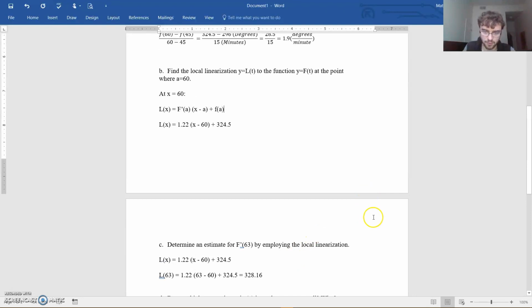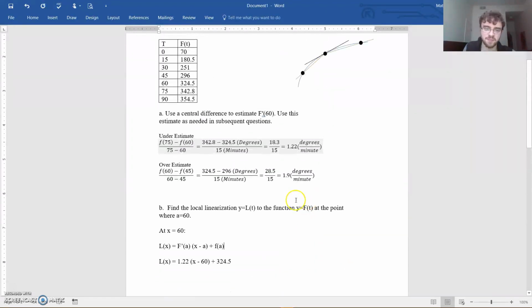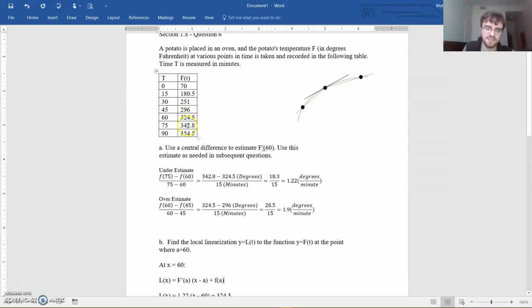Then on to the next question, we are to determine an estimate for f of 63 by employing the local linearization. So it's pretty simple. We just take our equation we created above, plug in 63, and we end up with a number of 328.16. And this makes sense when we look at our values because it falls somewhere in the middle between f of 60 and f of 75.